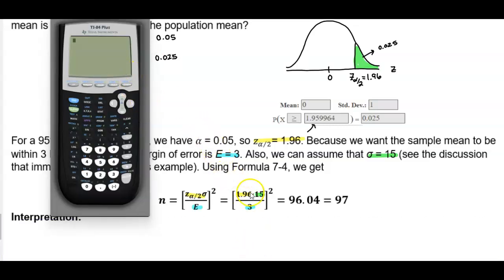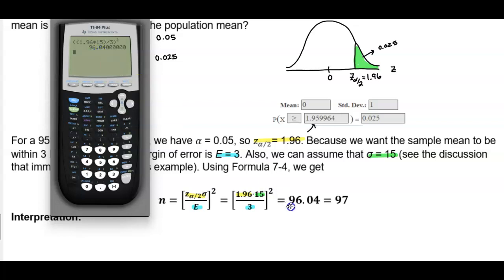Let's now apply this in our calculator. So I'm going to put one parenthesis and then another one so I can go ahead and contain the numerator. So it's going to be 1.96 times 15, then close a parenthesis, and then I'm going to divide that by 3, and then I'm going to close the outside parenthesis, and then I'm going to square that. And then that gives us 96.04.